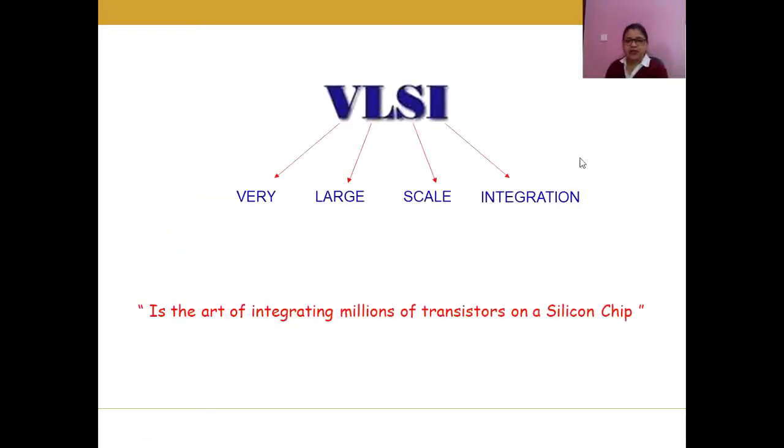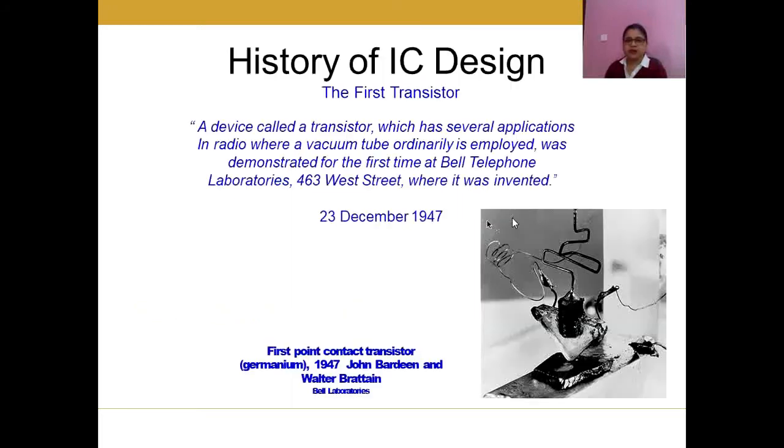Now VLSI. VLSI stands for Very Large Scale Integration, meaning it is the art of integrating millions of transistors on a single chip. So this is what VLSI stands for. Now, if I talk of the history of IC design, this is the first point contact transistor. This was made with germanium in 1947. This is the first transistor which was developed.